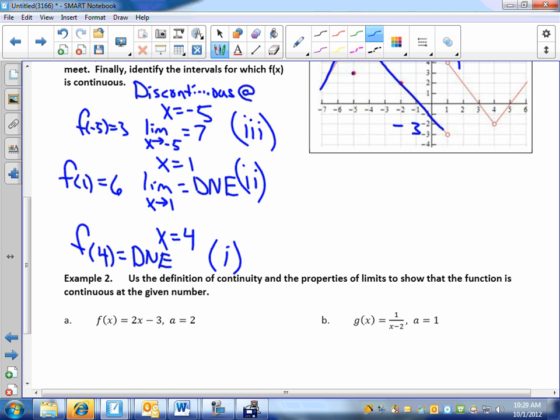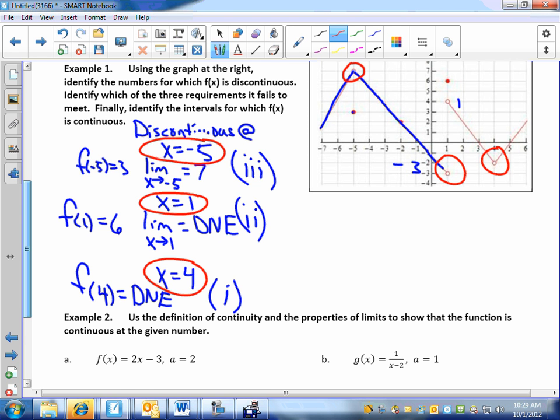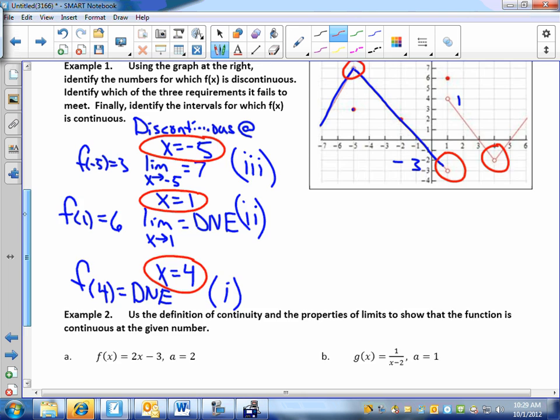Question? Oh, good. So the first question was, how did I pick x equals negative 5, x equals 1, and x equals 4? As you can see from your graph, that's where I have discontinuities. That's where if I'm drawing the graph, I would be picking up my pencil. Okay? All right? Any questions before we move on? That's as difficult as it gets. Well, maybe not. We'll see.